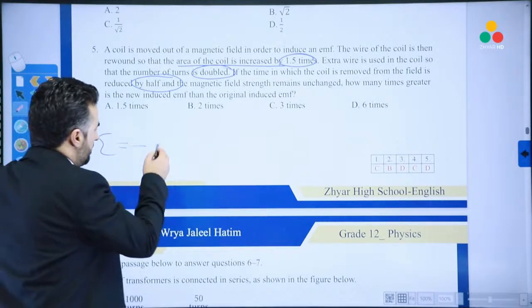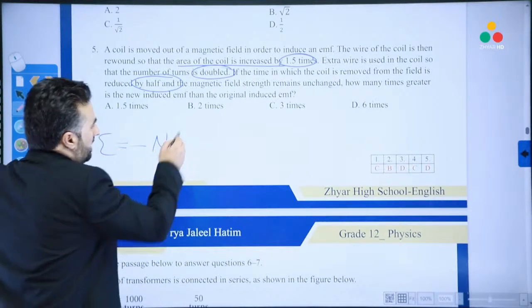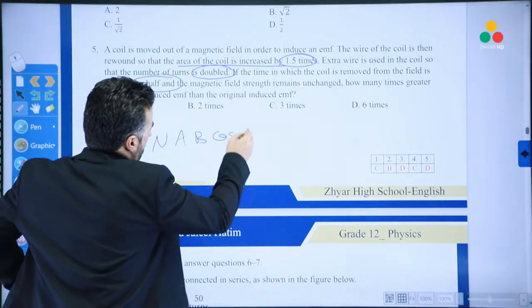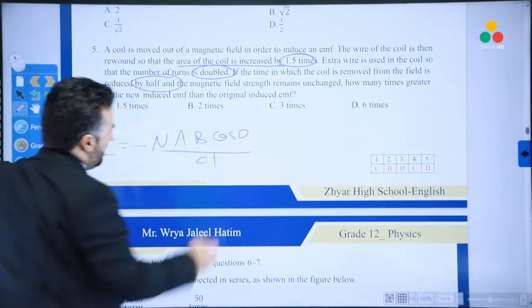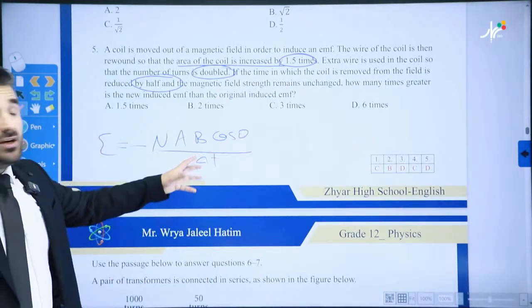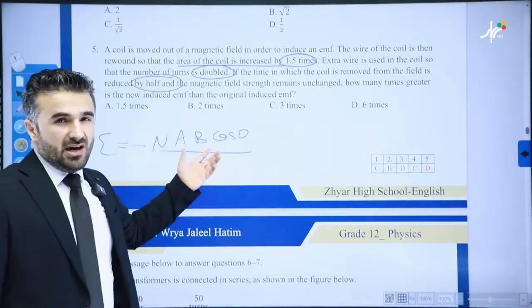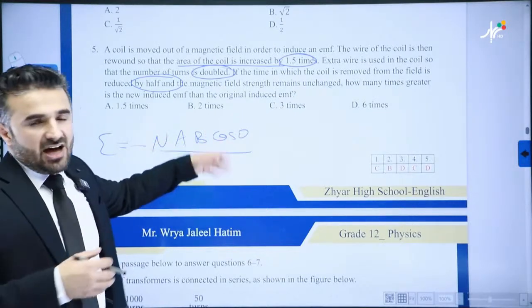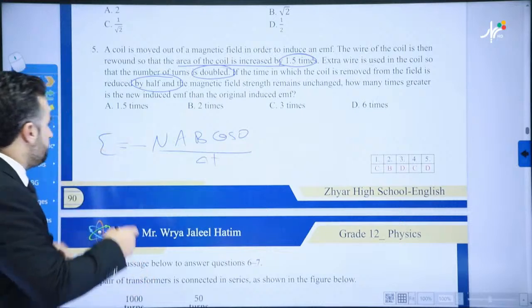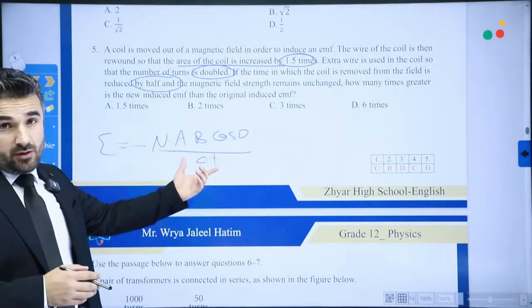Yeah, so I'll say the electromotive force induced is negative N AB cosine theta divided by delta T, by the way. So here's the equation that we use. If something is changed, you can do that. Whenever it says by factors or by what factors, you can just write the equation, by the way.